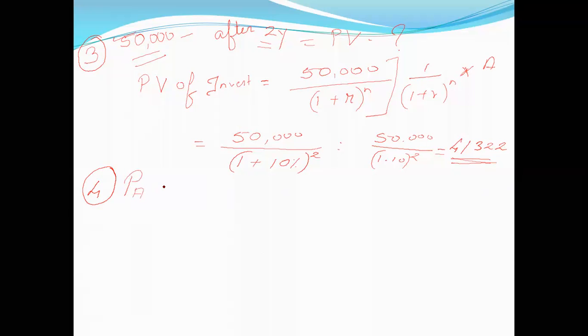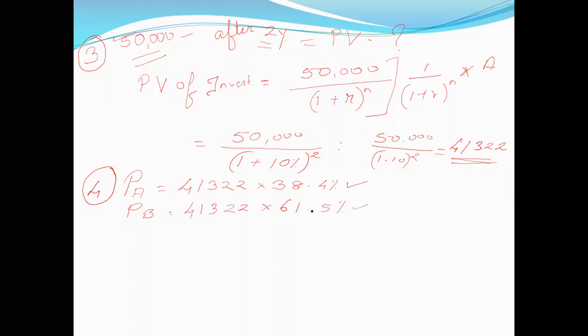Proportion of money in bond A is equal to 41,322 into what is the proportion of money in bond A? I think it is 38%. 38% that we calculated, 38.4% of money has to go in bond A, and proportion of investment in bond B is equal to 41,322 into 61.5.